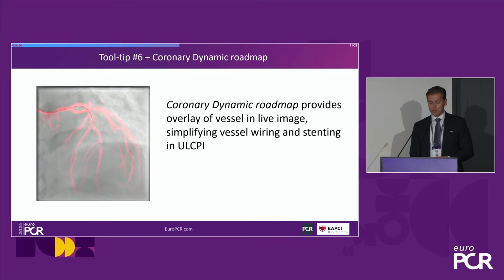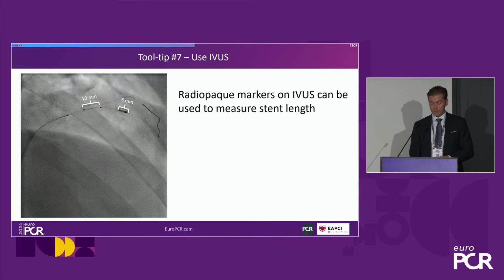And of course, we can use a coronary dynamic roadmap that was demonstrated before by Darius Dudek. We create essentially an overlay of the vessel onto the live image, simplifying both vessel wiring and the stenting in ultra-low contrast PCI. So it's an additional tool that is really helpful for us to wire without using any contrast at all. You just use the previous image.